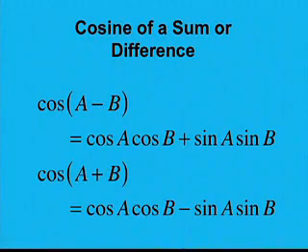We will define and use the sum and difference formulas for the cosine, sine, and tangent trigonometric identities. Let's define the cosine of a sum or difference. Cosine of a minus b is equal to cosine of a times cosine of b plus sine a times sine b. The cosine of a plus b is equal to the cosine of a times the cosine of b minus the sine of a times the sine of b.